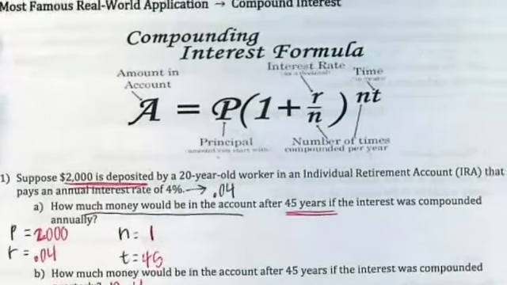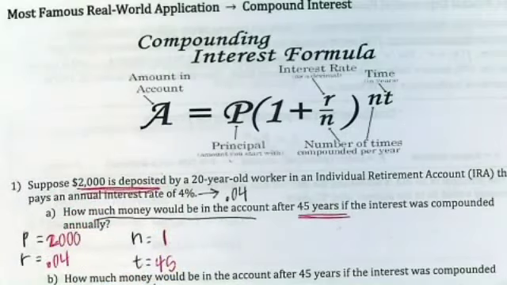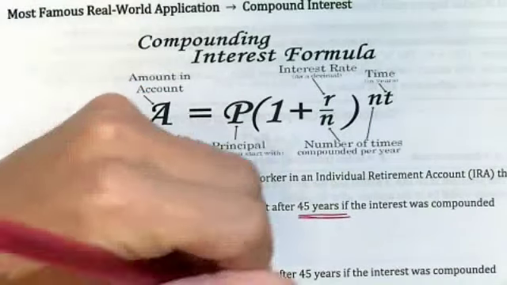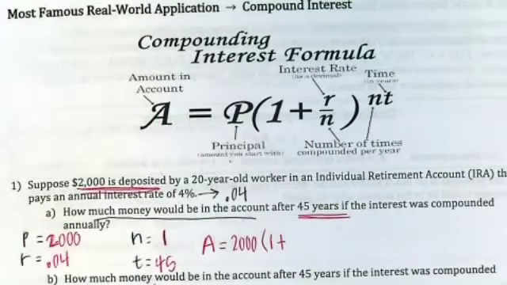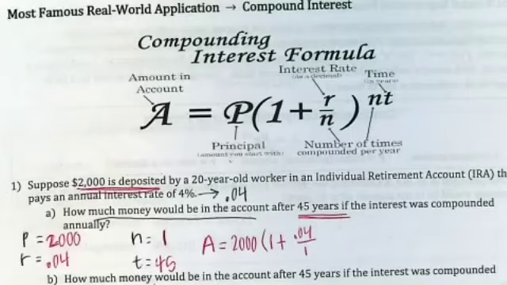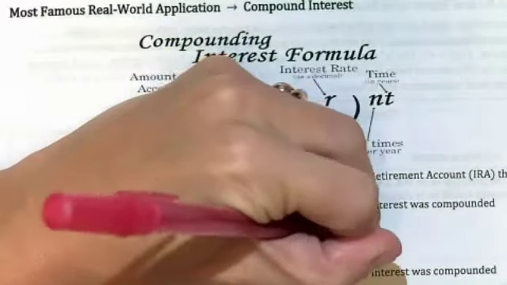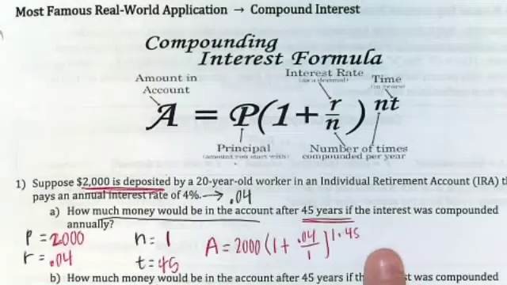So now I'm just going to put this in the formula. I'm going to try to show these at the same time. So A is equal to 2,000 times 1 plus R over N, 0.04 over 1, times N, which is 1, times 45. So these are both as an exponent.